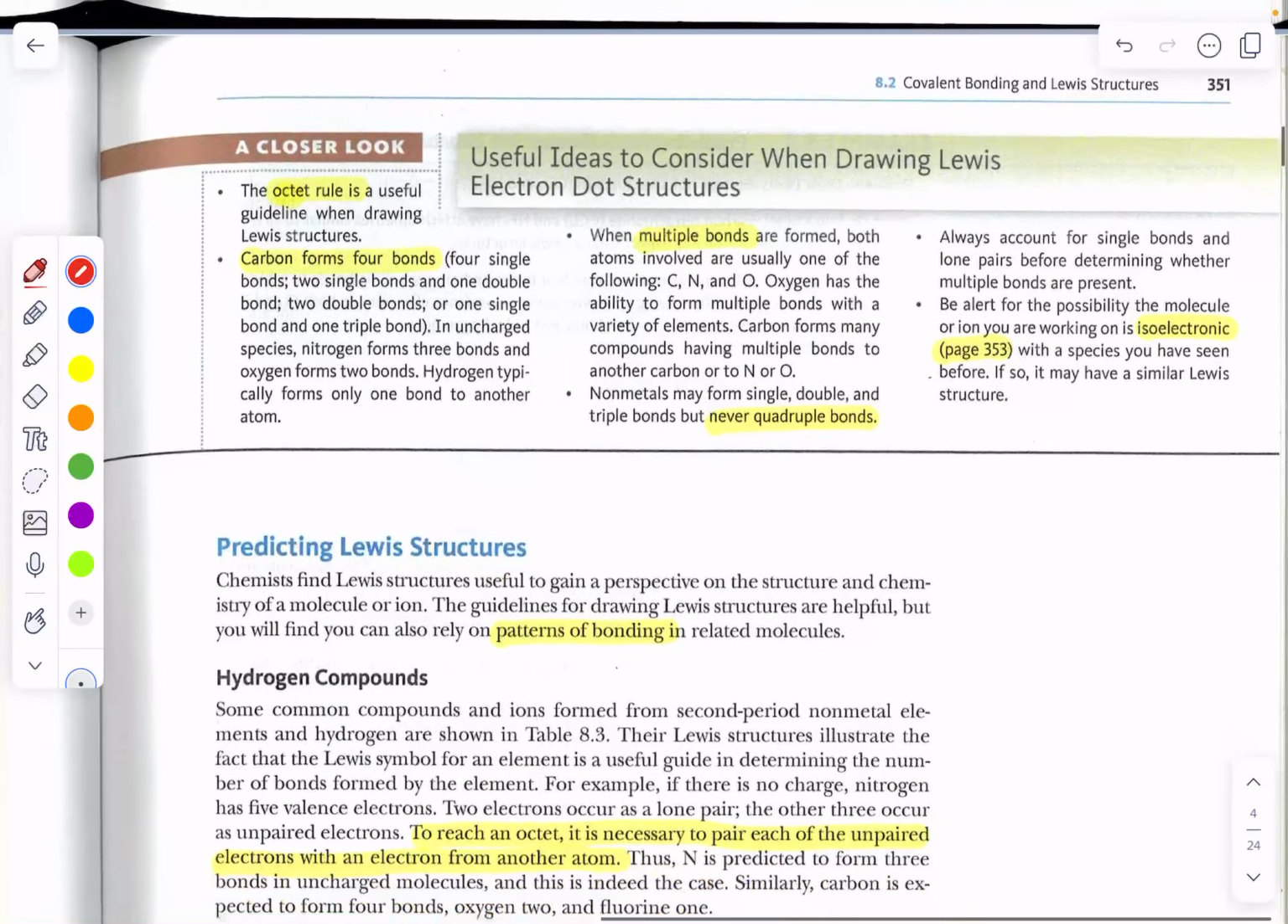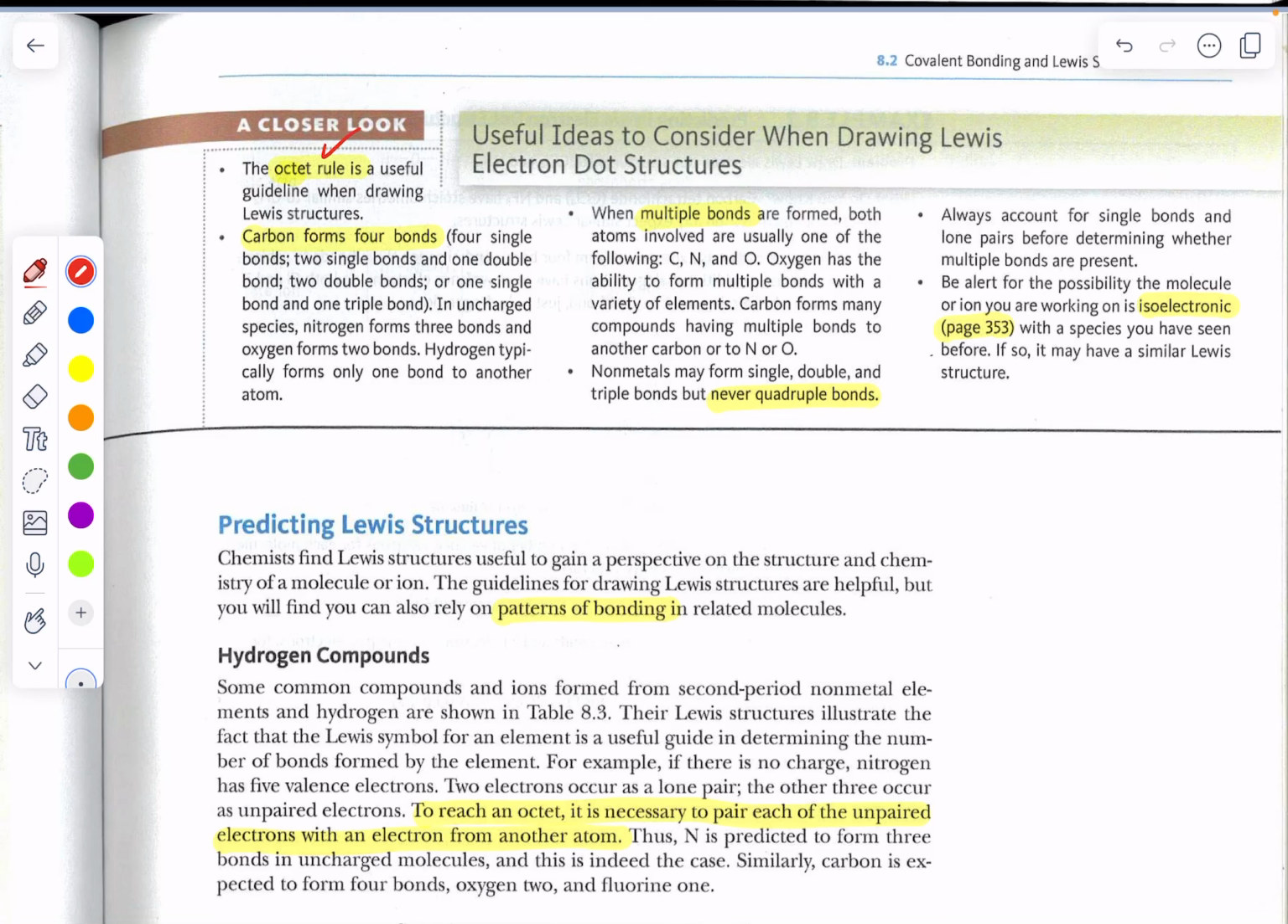So, useful ideas: the octet rule. We notice the necessity for organic chemistry: carbon is going to form 4 bonds. You can also have double and triple bonds, and we'll reinforce this when we get to organic chemistry. There is no such thing as a quadruple bond. No such thing.